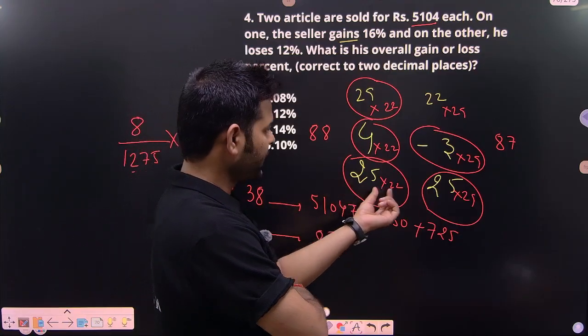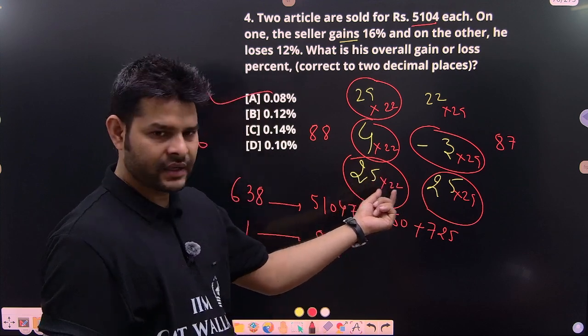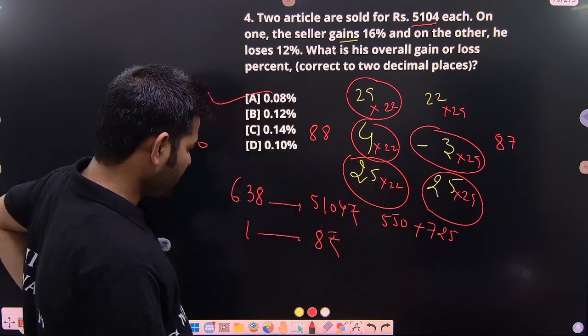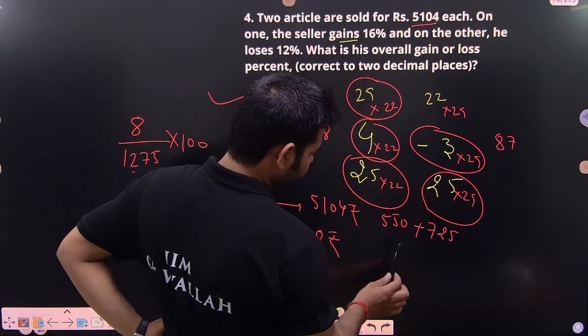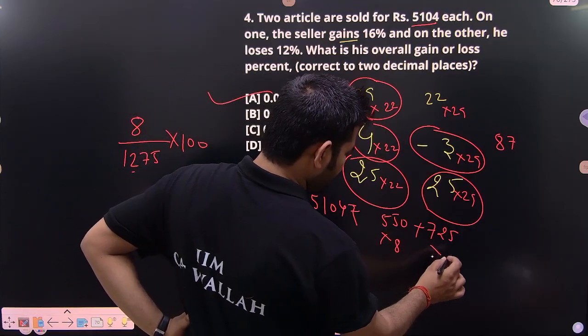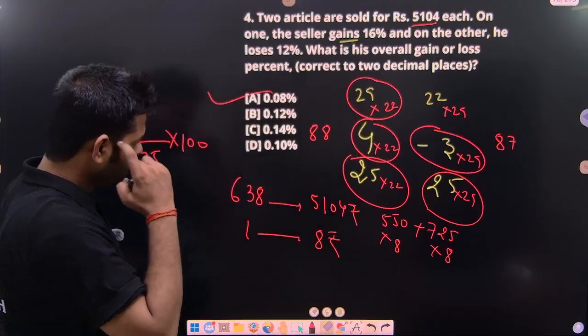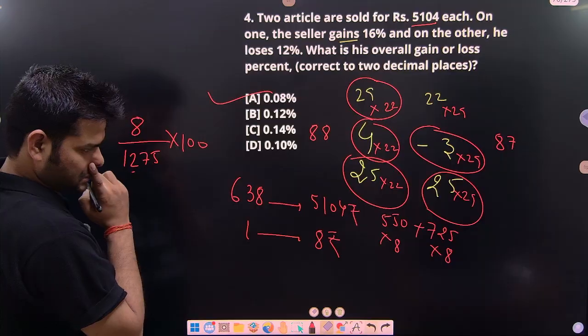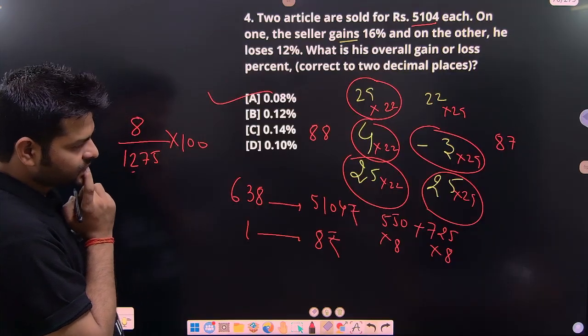You need to multiply here by 8, here 8 and here also 8. So if you multiply by 8 here and here, what would be that value? We can directly find it.